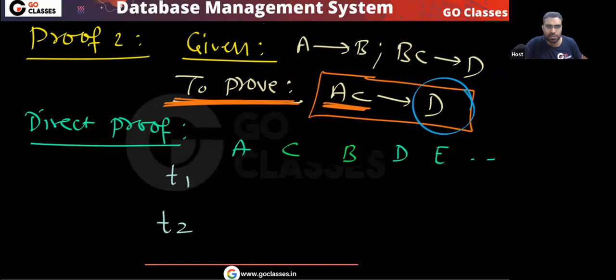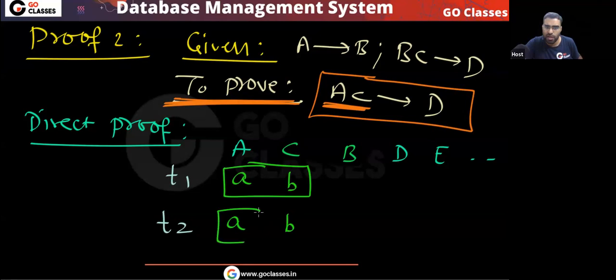So you take the same AC value. For example, let me put A here, B here, A here, B here. I am taking the same AC combination. Now, what is given to you? A determines B. So if two tuples have the same A value, they will have the same B value also. Agree?